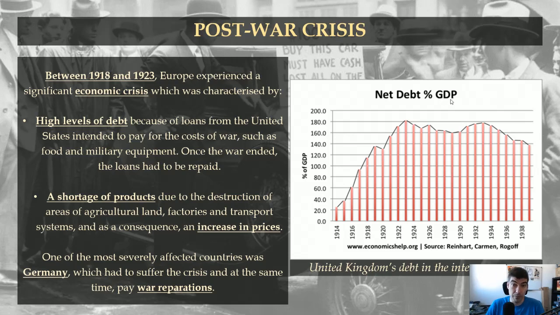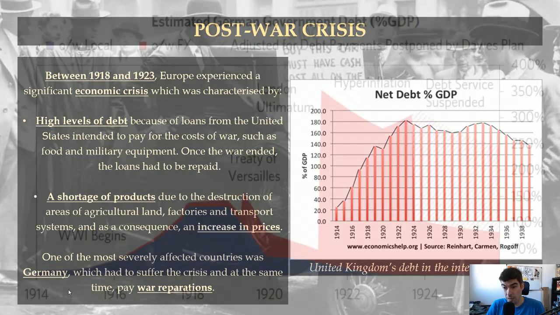As you can see here in this chart, this is the net debt percentage of the GDP. The GDP es el PIB, Producto Interior Bruto. At the beginning of the war, in the United Kingdom, it stays in normal values, 20, 40, 60, 90, but in the years after the end of the war, it peaked at 180% of the GDP, which is a lot. And also in some countries, especially in the ones who were defeated, such as Germany, this crisis was way more important because they had to pay the war reparations.